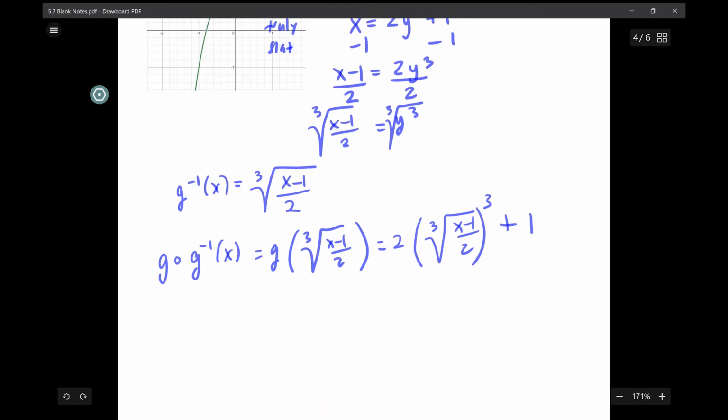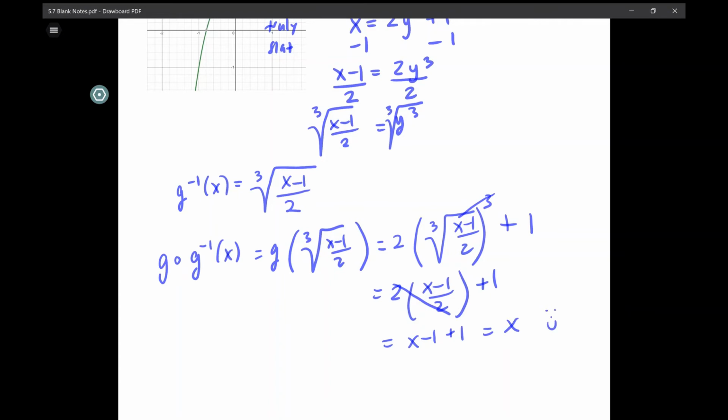Well, the cube root of (x minus 1) over 2, cubed, these guys cancel, and we get 2 times (x minus 1) over 2 plus 1. The 2's cancel, and we get x minus 1 plus 1, which equals x. So we're happy. You guys can do it the other way to check on your own.